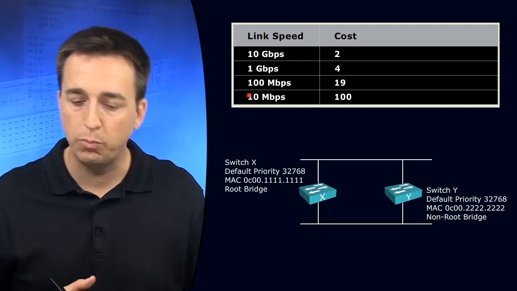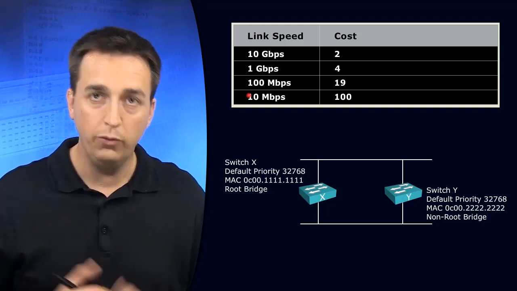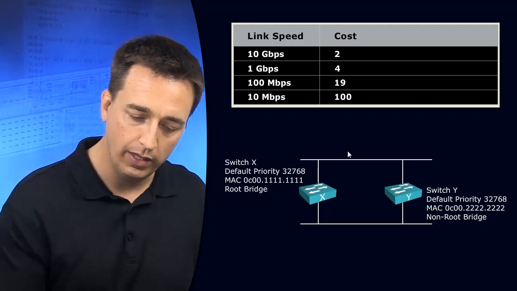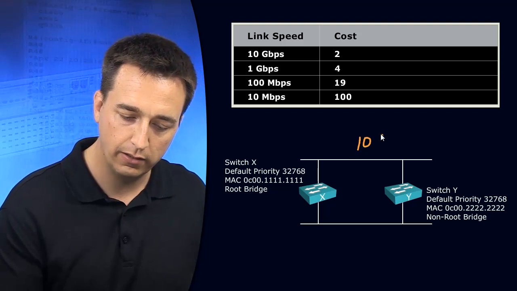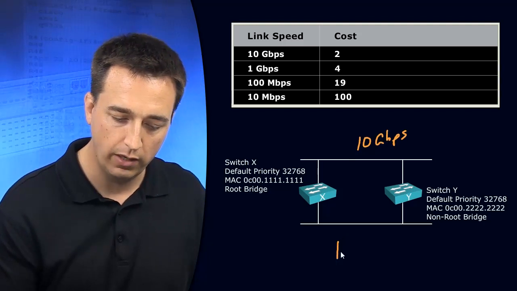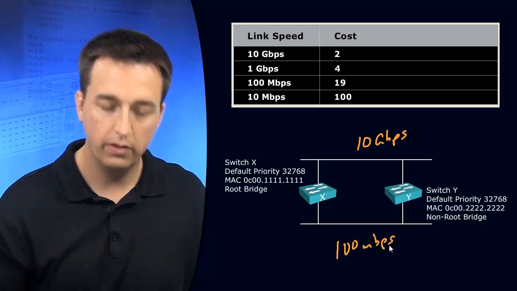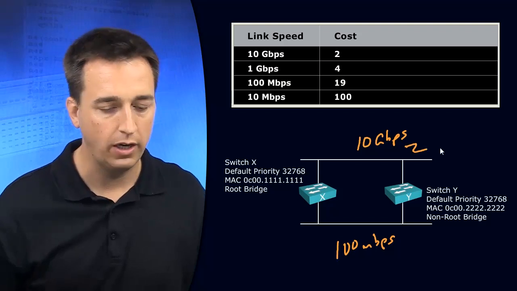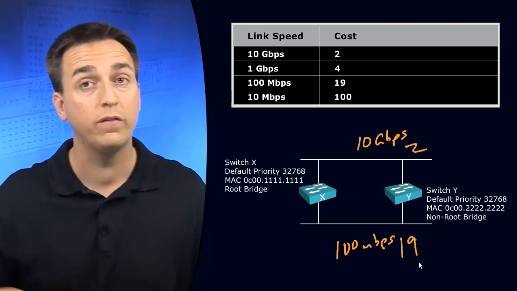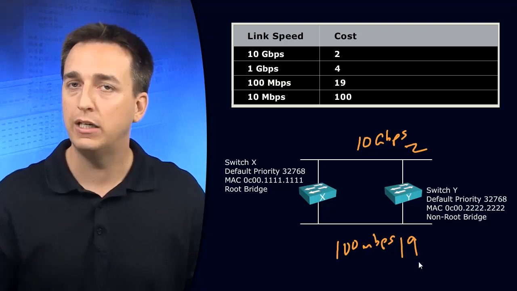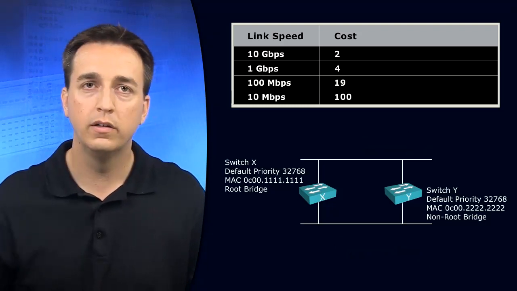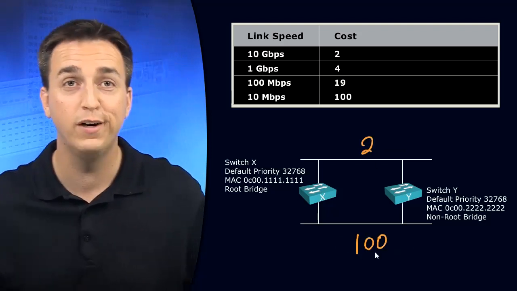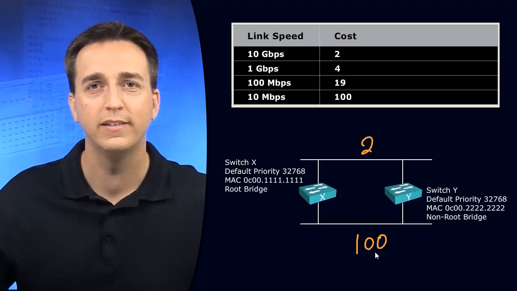So as you're examining a topology, you would have to know the costs of the links. For example, the topology might say, this is a 10 gig link. This is a 100 meg link. So you would know based on this chart or through memorization that we're dealing with a cost of 2 and a cost of 19. And then from there, you can determine the spanning tree topology. They could just simply give you the costs, as I have done right here. 2 and 100.